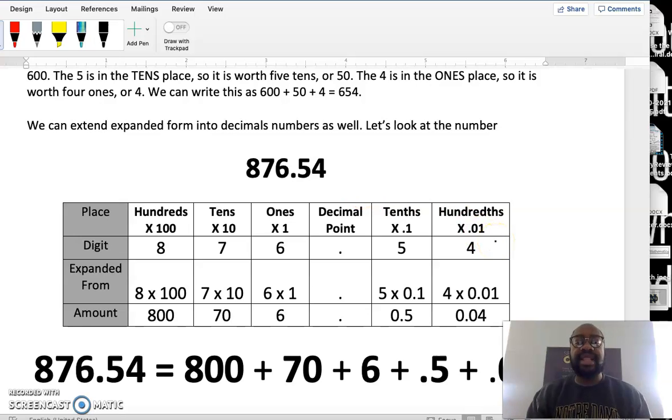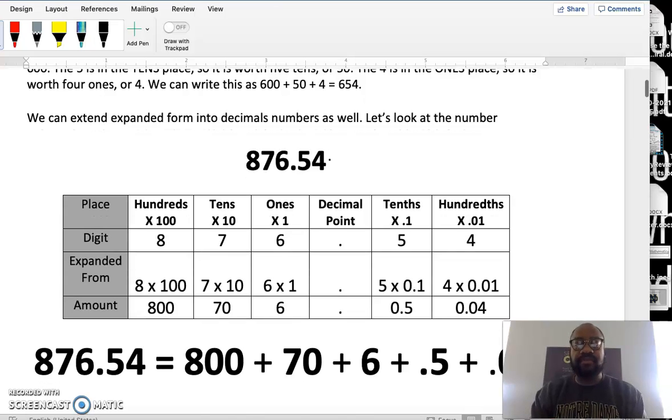So when I expand that number out, what I'm saying is that there are 8 hundreds, 7 tens, which is 70, 10, 20, 30, 40, 50, 60, 70, 6 ones, which would just be 1, 2, 3, 4, 5, 6, 5 tenths, there's a 5 in the tenths place, and then 4 hundredths, which means there's a 4 in the hundredths place. So we're just breaking down the number and putting each digit in the place it belongs to, and then writing it out in expanded form.